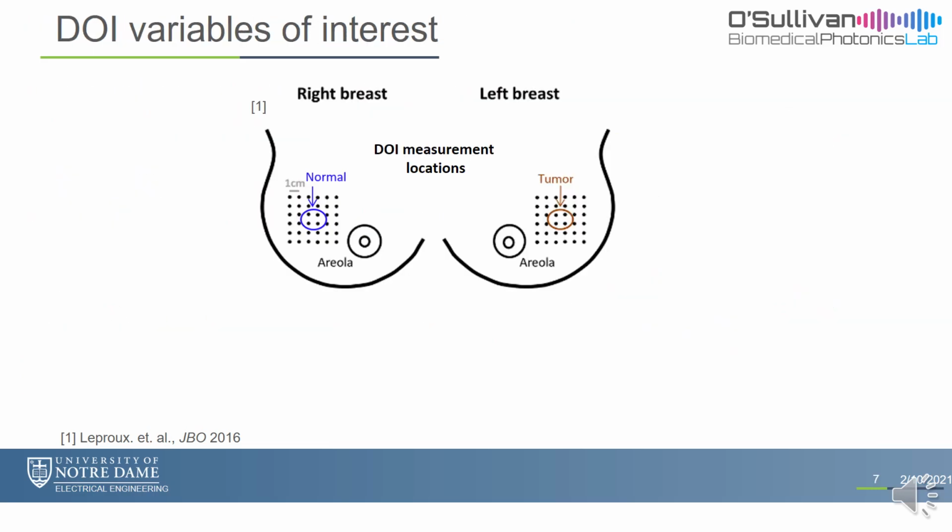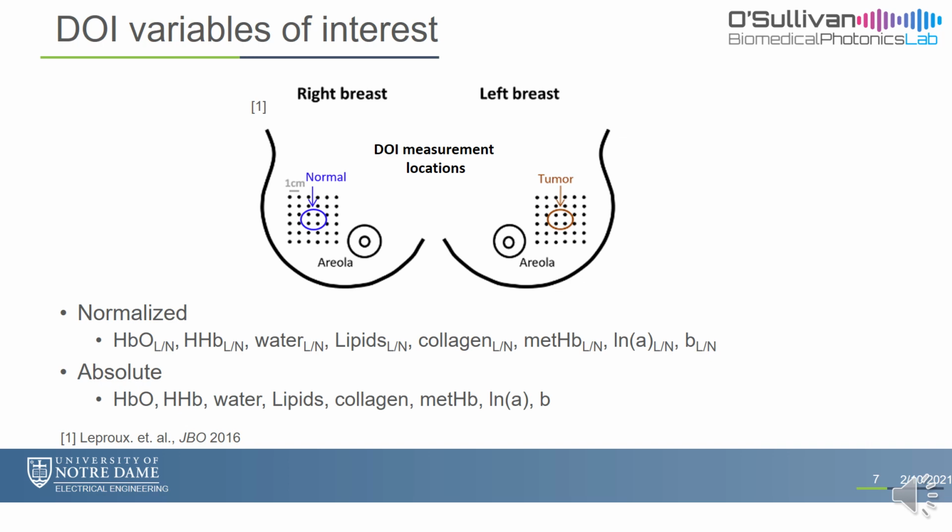So let's take a look at what the variables of interest involved in the study are. We look at all the variables in two different forms: one is a normalized form and one is the absolute form. In the normalized form, the variable values are listed as a ratio of the lesion to the normal tissue in the contralateral breast. Whereas when you look at these values in an absolute form, you're observing these values only within the lesion. It has no reference to the normal tissue.